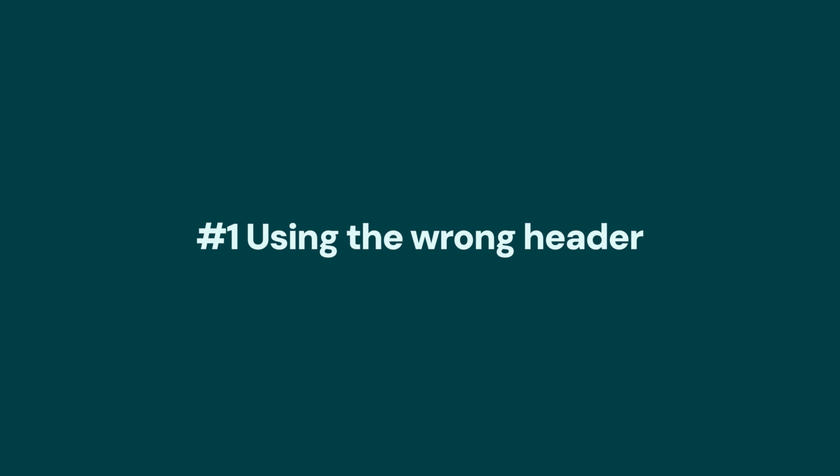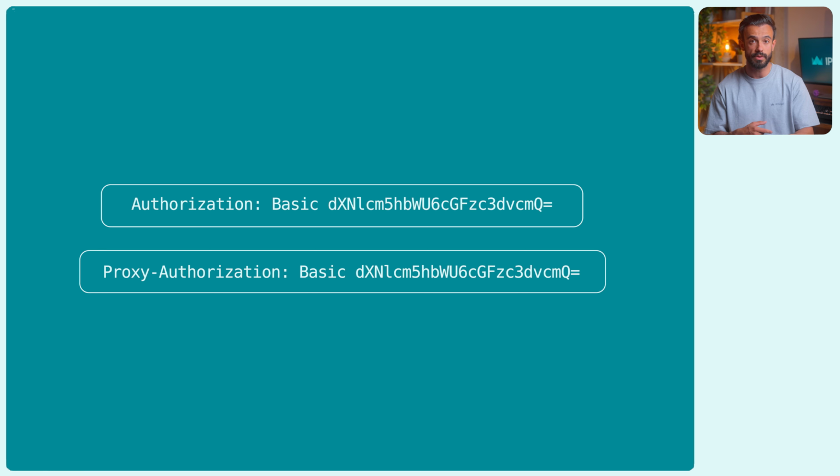Number 1, using the wrong header. The authorization header authenticates you to the destination server, while the proxy authorization header authenticates you to the proxy. Mixing them up results in a 407 error and takes hours to spot because both headers look similar in the code. So make sure you're using the proxy authorization header and not authorization when authenticating to the proxy.